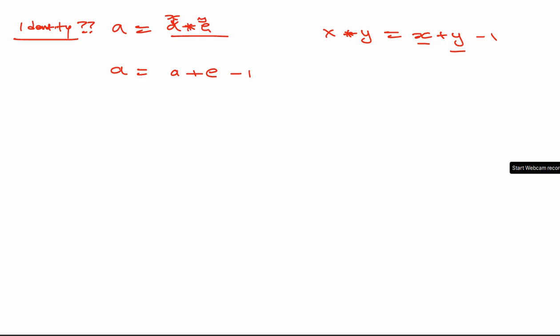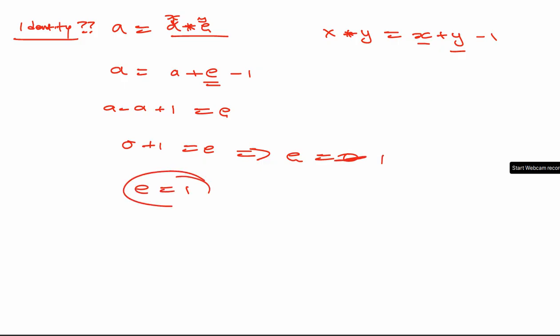As usual, we solve for e because e is an identity element. So we take this to the other side, we are going to have a minus a, then this will become positive 1. When you go to the other side, we remain with a. a minus a is 0, plus 1 is a. That means our identity element is equal to 0. Actually, it is equal to 1, not 0. So our identity element is equal to 1.